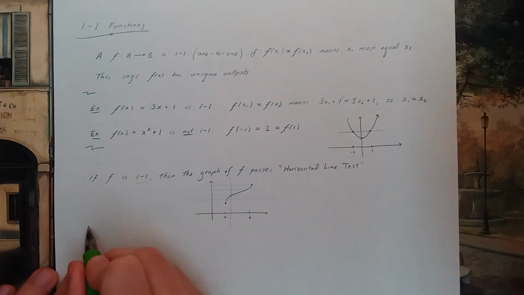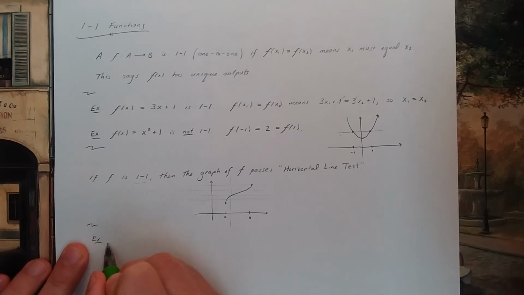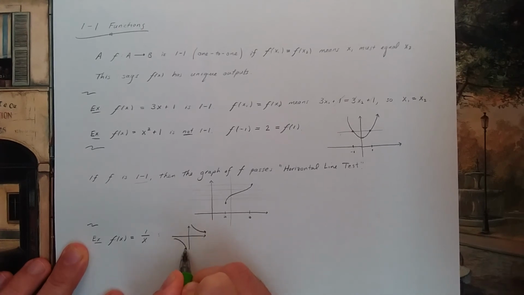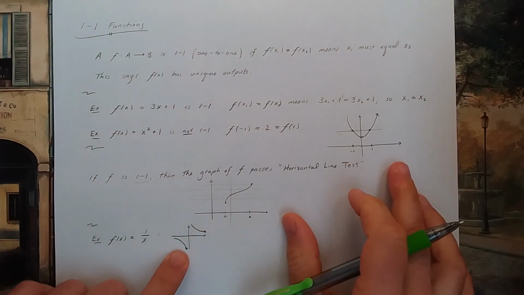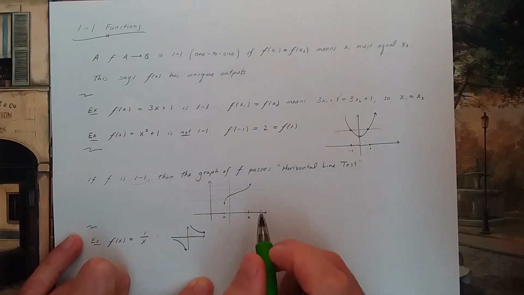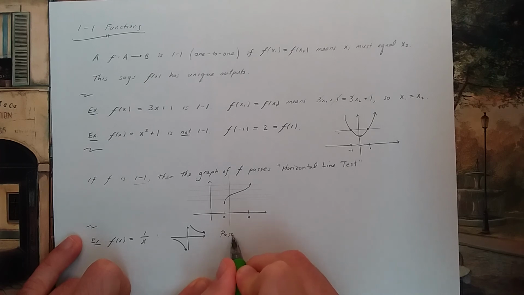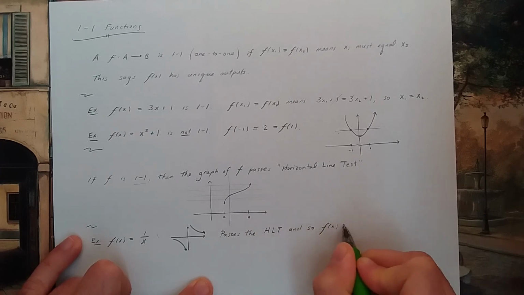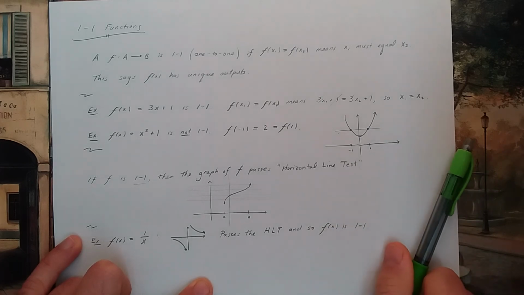Let's finish with an example. So the graph of f(x) = 1/x looks like this. We've seen this basic graph before. It goes like this. This graph passes the horizontal line test. Any horizontal line you pick intersects the graph at most one place. So therefore, this passes the horizontal line test, and so f(x) is indeed one-to-one. Okay, wonderful.